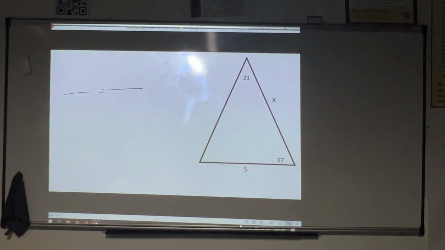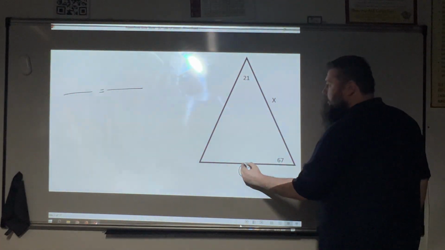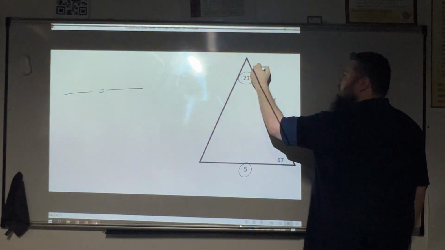Damien, just looking at that triangle, I know 2 of the angles, I know 1 of the sides. Looking at the 2 angles, do I know 1 of their opposite sides already? Was it given to me? Yeah. So which one is that? 5 and 21 are paired, right? These are my known.